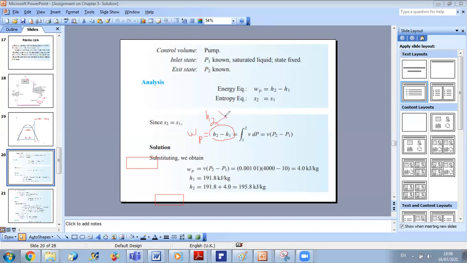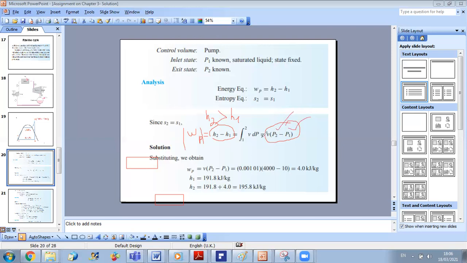So if you are following the convention that work is negative when given to the system, then when you want to calculate W, you put H1 minus H2. If you just want to find the absolute value and then replace, when you want to find the net work, W turbine minus WP, then you put H2 minus H1. So H2 minus H1 will be equal to the absolute value of work delivered to the pump, which is the specific volume times delta P, P2 minus P1. P1 and P2 are given.